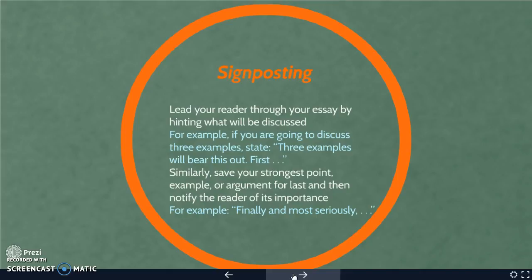Another thing you can do is look at your information and see how they relate to each other as far as complexity, or whether something is a strong argument versus a weak argument. And so if you, for example, used your strongest point last, you might say something like, "finally and most seriously." This helps us to see the relationship between the main points you are covering in your essay.